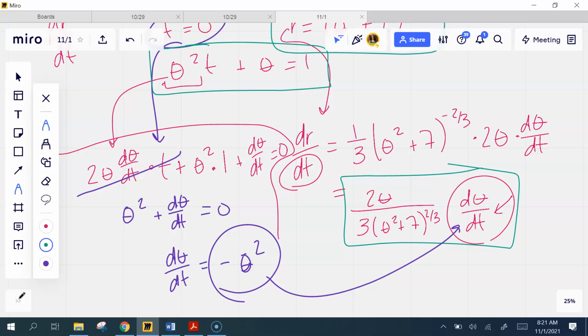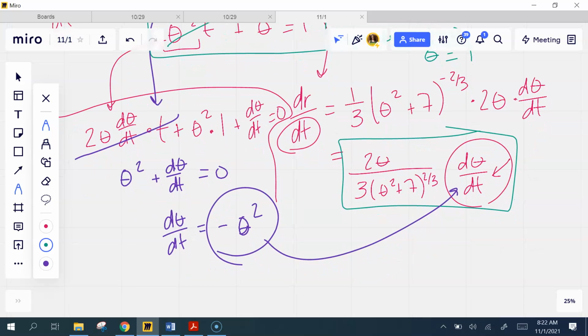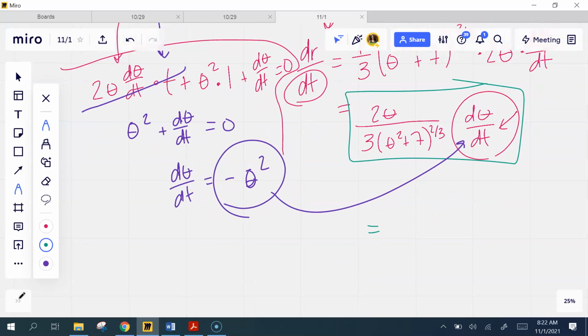Plug in 0 for t right there. Then theta equals 1. When t equals 0, theta equals 1. That's not the derivative, but that's an original point, right? So you can plug in a 1 for theta right there. But we're looking for dr dt in this equation. So d theta dt when t equals 0.